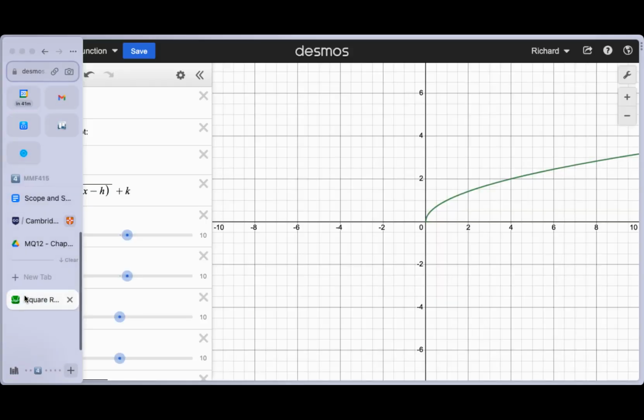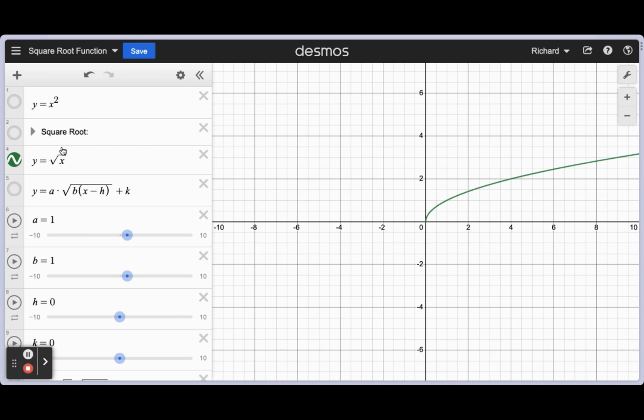So back to Desmos. You can see that I've got the function in this format here for all transformations: y equals a root b outside of x minus h, plus k. Just a reminder, I'm sort of adjusting things as I go along from last year.